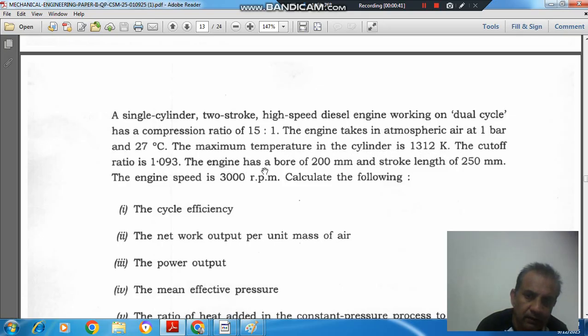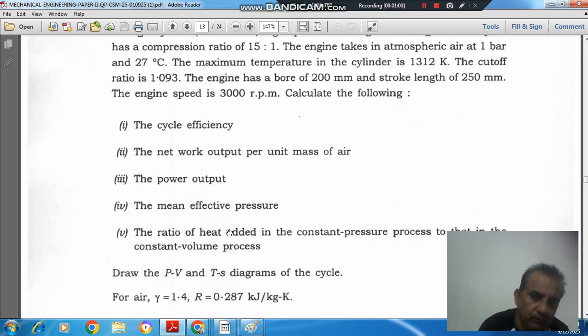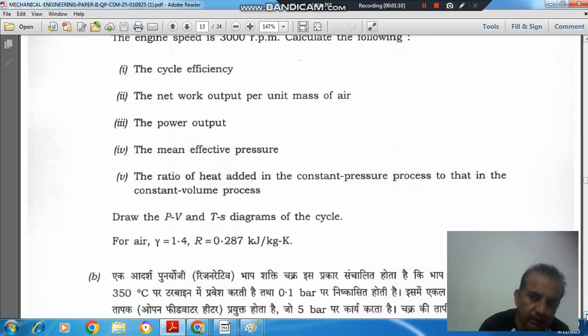Calculate the following: 1. The cycle efficiency. 2. The net work output per unit mass of air. 3. The power output. 4. The mean effective pressure. 5. The ratio of heat added in constant pressure to that in constant volume process. Draw PV and TS diagram of the cycle. For air, gamma is equal to 1.4, R is equal to 0.287 kilojoule per kilogram per degree Kelvin.